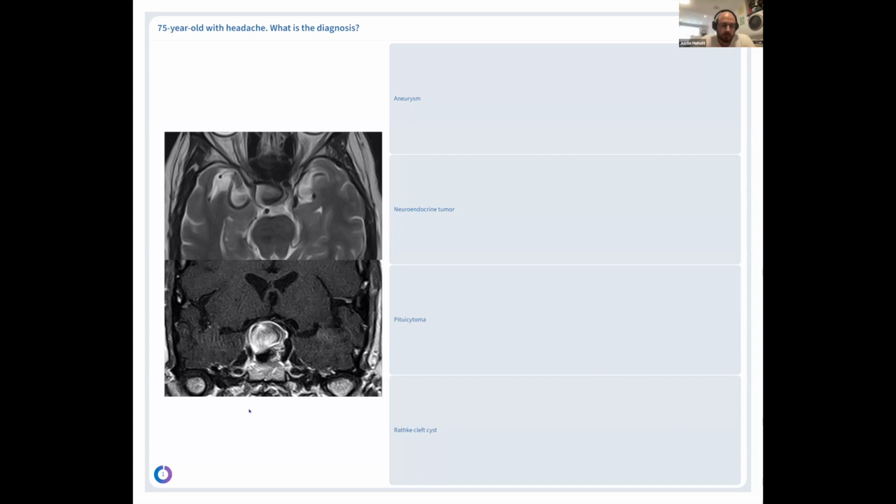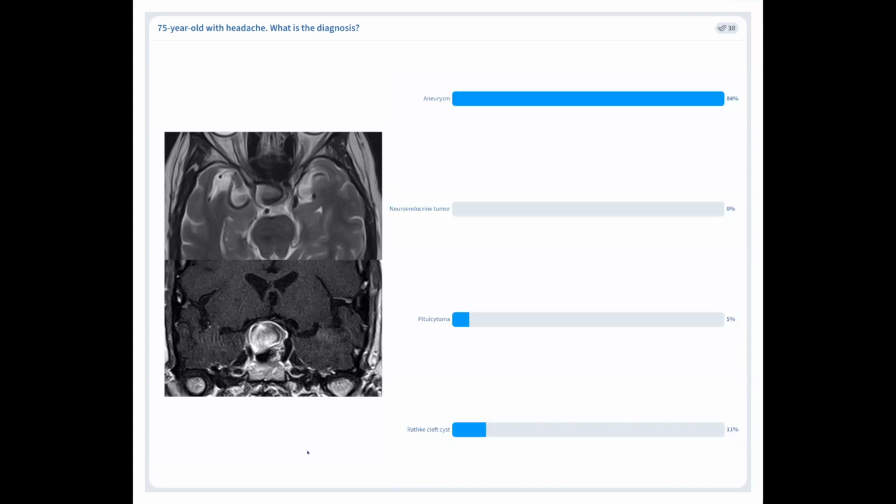The correct answer is aneurysm here. What we see here on the T2 weighted image is a structure in the suprasellar region that has a peripheral band of hypointensity and a kind of a gradient of hyperintensity. In our coronal T1 post-contrast image, we again see internal hyperintensity or contrast enhancement, but a gradient kind of effect. This appearance is that would be typical for an aneurysm.